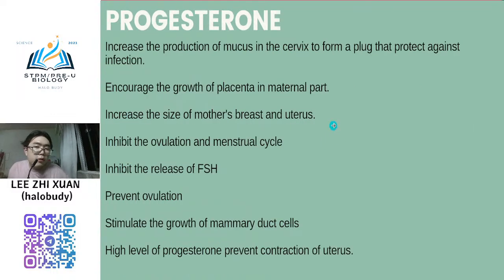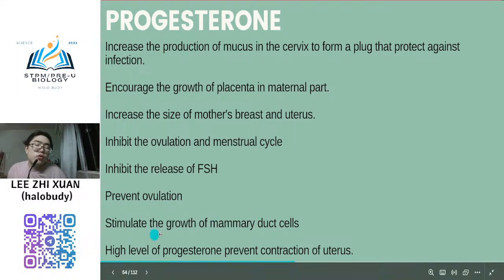Another one is progesterone. Normally it increases the production of mucus in the cervix to form a plug that protects against infection. It also encourages the growth of the placenta in the maternal part, increases the size of the mother's breast and uterus, and inhibits ovulation and menstruation. It also inhibits FSH to prevent ovulation, stimulates the growth of mammary duct cells, and prevents the contraction of the uterus. So this one is very important.